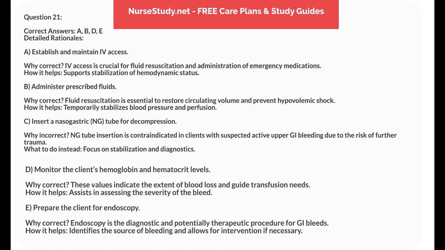How it helps: identifies the source of bleeding and allows for intervention if necessary.